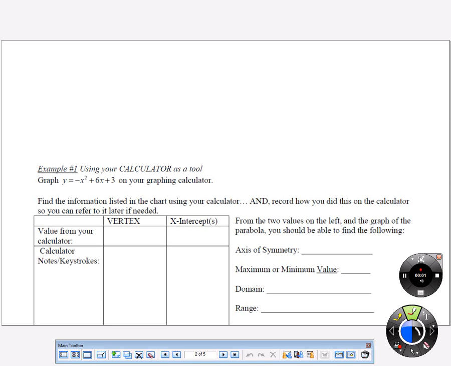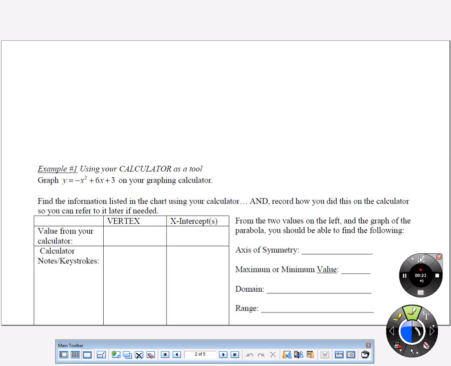Calculator and graph it. We're going to adjust our window so we can make sure we can see all the important parts of the quadratic. And then this chart here is just for you guys to keep track of what we found on our calculator. So the main things we're going to figure out, how do you find this information about a quadratic on the calculator? We really want to find out the vertex and the x-intercepts.